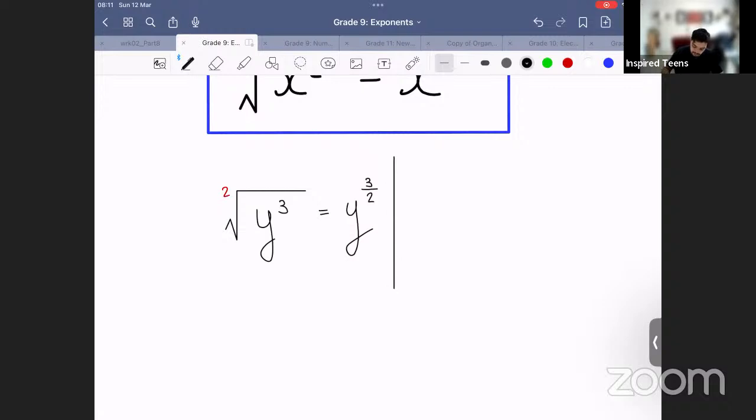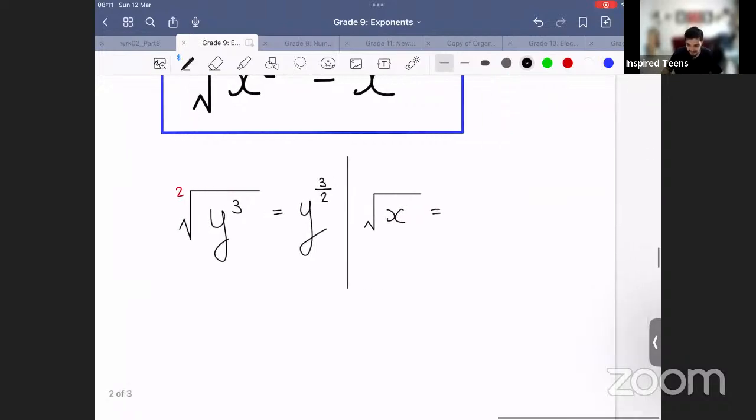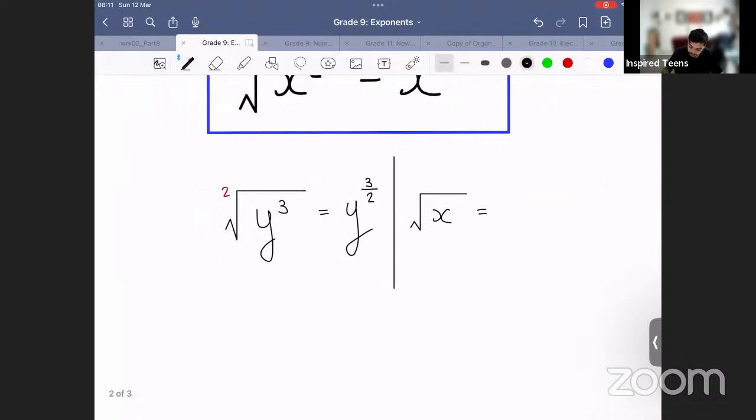Similarly, if I just have the square root of x, the square root of x can actually be written as x to the power of 1 over 2, because there's no exponent for x, so it's assumed to be 1. And there's no number outside of the surd, so it's assumed to be 2. It's the square root.